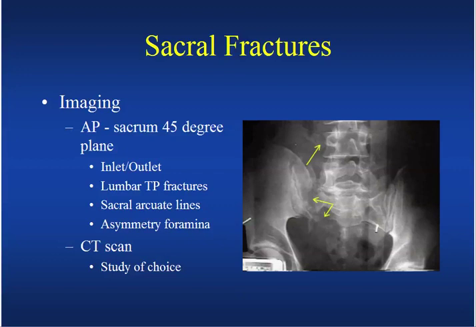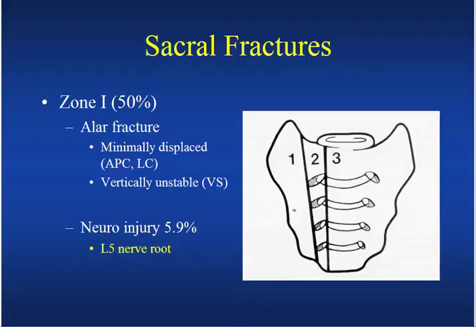Imaging of the sacrum: an AP view in the 45-degree plane is helpful, as well as inlet and outlet views, as we mentioned, and then CT scan is really the study of choice. The Denis classification scheme for sacral fractures divides them into zones. Zone 1 are essentially your alar fractures that are lateral to the neural foramina. These typically are minimally displaced in APC and lateral compression injuries. In vertical shear fractures, however, these can be significantly displaced and will require treatment. Neurologic injury is relatively rare in these fractures and occurs in about 6%, and when it occurs, it's the L5 nerve root.